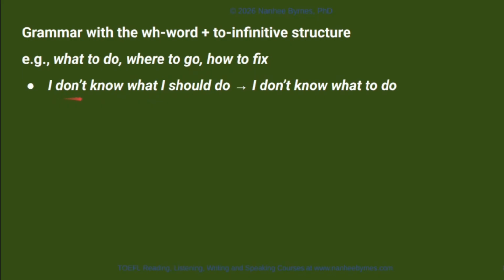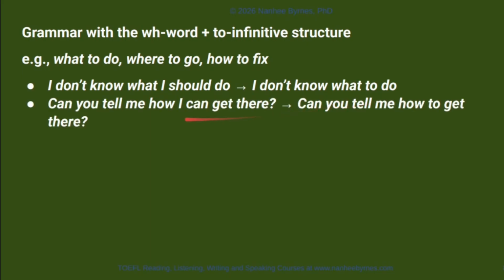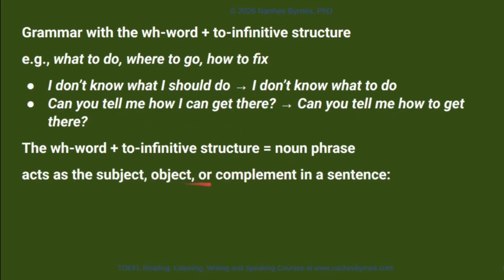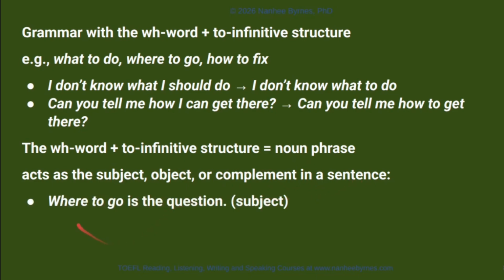For example, "I don't know what I should do" becomes "I don't know what to do." "Can you tell me how I can get there?" becomes "Can you tell me how to get there?" The WH word plus to infinitive structure is a noun phrase and can act as the subject, object, or complement in a sentence. "Where to go is the question."